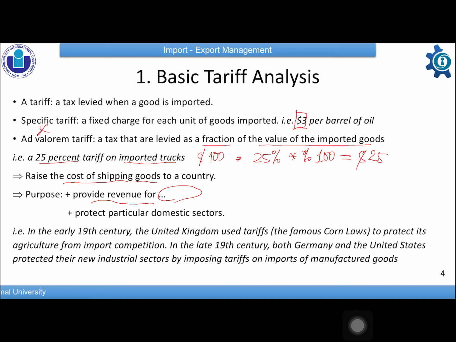For example, I gave you the earlier example about the US. They try to use tariffs to protect their automobile sector in their country. Another example is in the early 19th century, the UK used tariffs to protect its agriculture from import competition. In the late 19th century, Germany and the US protected their new industrial sectors by imposing tariffs on imports of manufactured products. So remember, tariffs have two main purposes. The first one is to provide revenue for the government, a kind of government income. The second purpose is to protect particular domestic sectors.